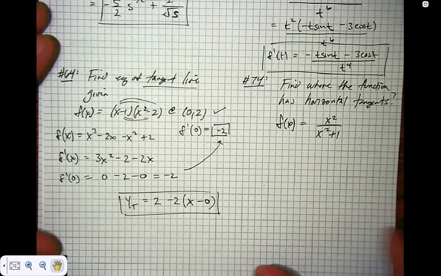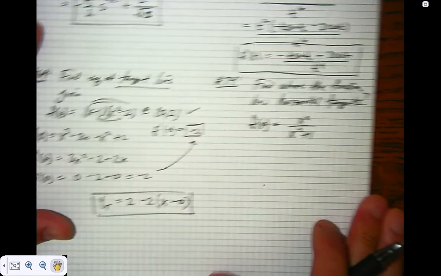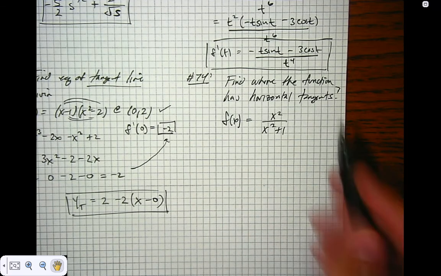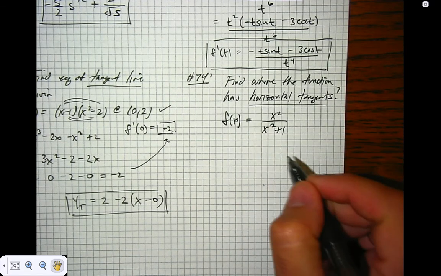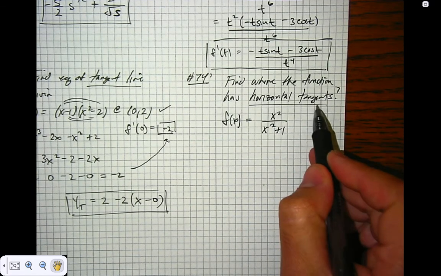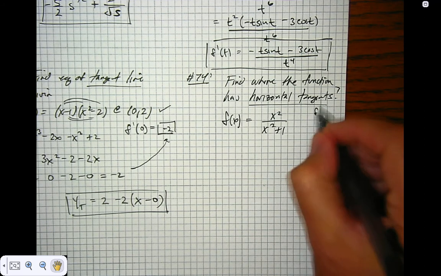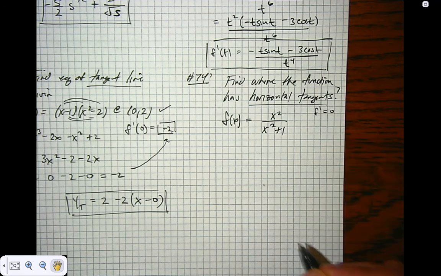Okay. On 74, and the last one on this page, you're looking for where the function has a horizontal tangent, definition based. What is a horizontal tangent? Well, there's a horizontal line, right? So when you underline that, what's the slope of that line? The slope of that line is 0. F prime must be 0.